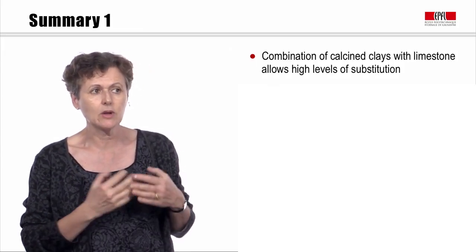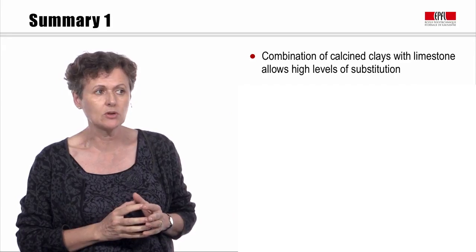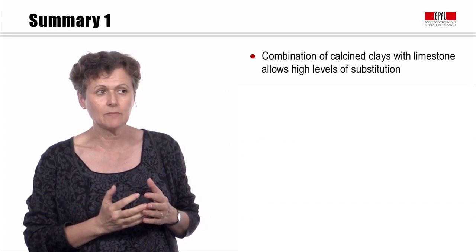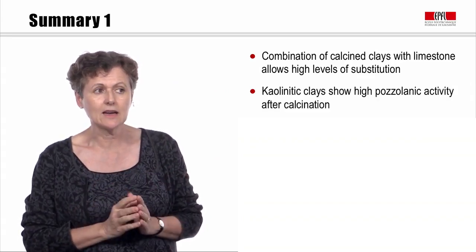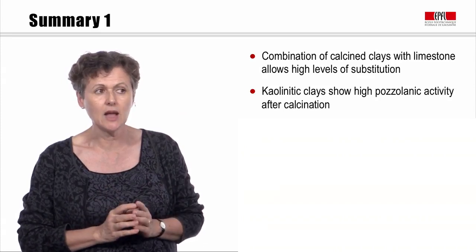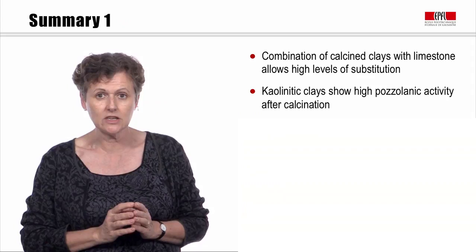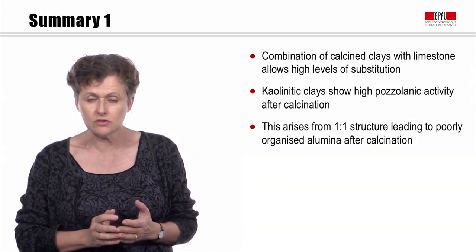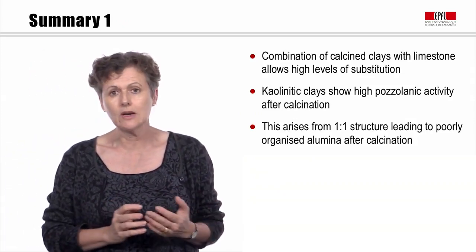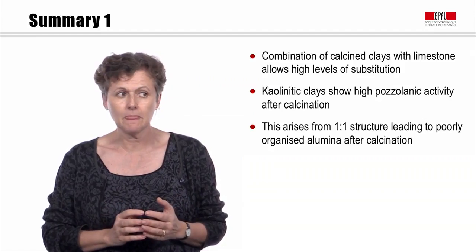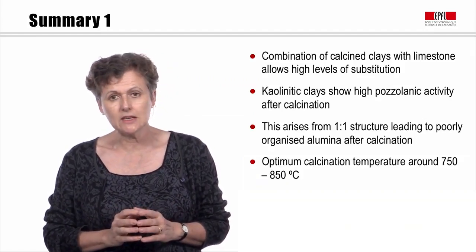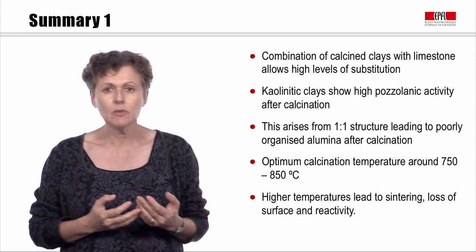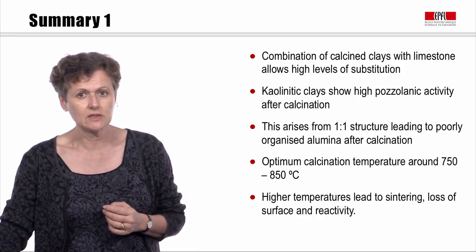So let's look at what we've seen in this module. What we've seen is how we can use a combination of calcined clay with limestones to go to much higher levels of substitution than is typical in pozzolanic cements. We've seen that it's really the kaolinitic clays which have the potential to give this high pozzolanic activity after calcination. And this high pozzolanic activity results from their one-to-one structure, which means we get poorly organized alumina after calcination. The optimum temperature for the calcination is in this range 750 to 850. If we go to higher temperatures, then we may get sintering and loss of surface and reactivity.